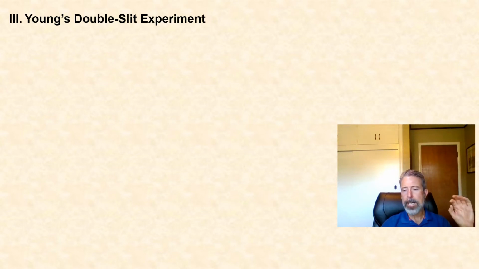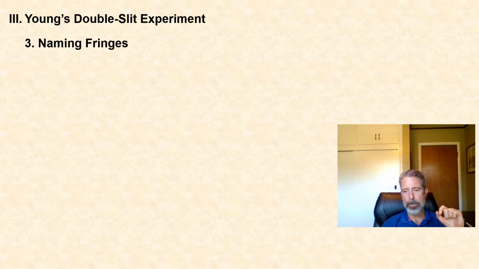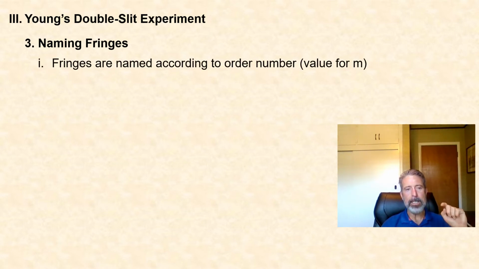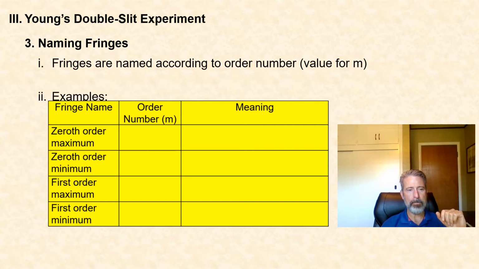So how do we identify these particular fringes in this Young's double slit experiment? Well, we come up with a naming system. There's really no physics here, but you have to recognize the vocabulary because it can lead to a source of confusion in the problems. So I'll explain in a second. The fringes are named according to the order number, that is the value for m. So let's look at some examples here.